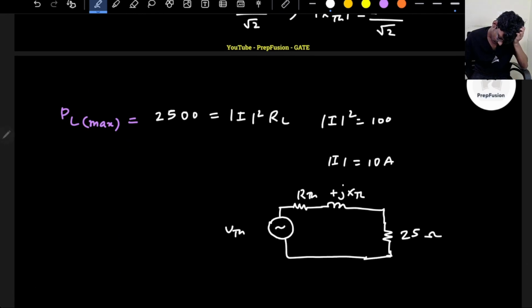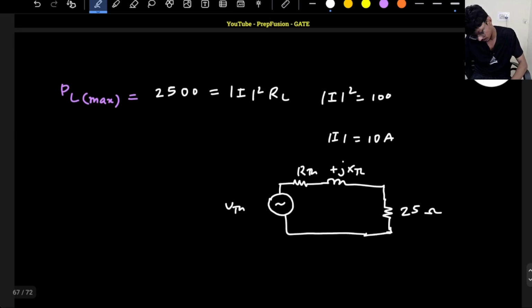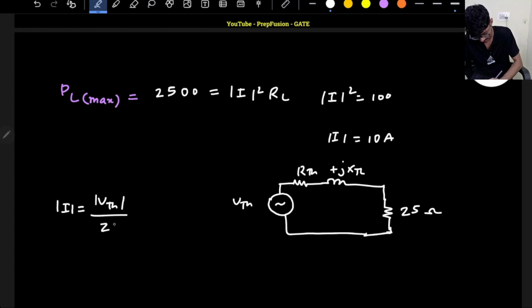Okay, so now what is the open circuit voltage? That is what I wanted to find out. We just need the magnitude mainly, right? So I know the formula for magnitude of I comes from VTH magnitude divided by the impedance, correct? So my magnitude of VTH will be magnitude of I into magnitude of Z. Magnitude of I is 10. What is the magnitude of Z?